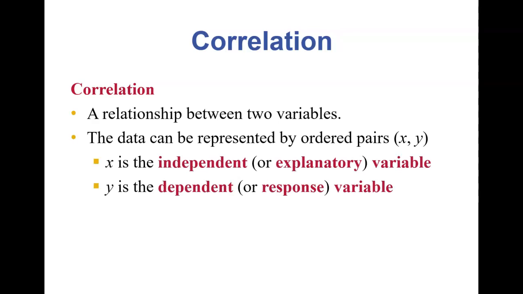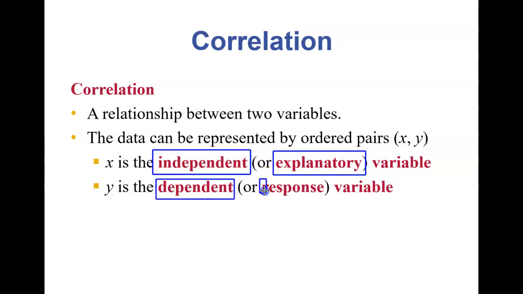The data can be represented by an ordered pair, X, Y, and X is your independent variable, also called your explanatory variable. There is a question on this on your homework, so you might want to take note of it. And Y is your dependent variable, which is also called your response variable. So you have two variables here, X and Y, and you're trying to see, does Y depend on X? If so, how does it depend?